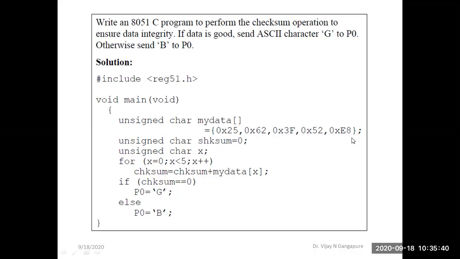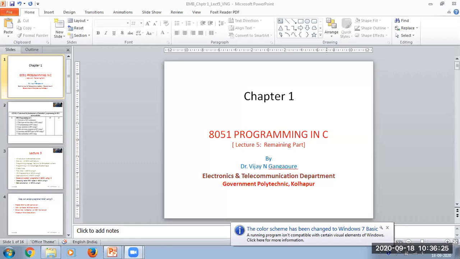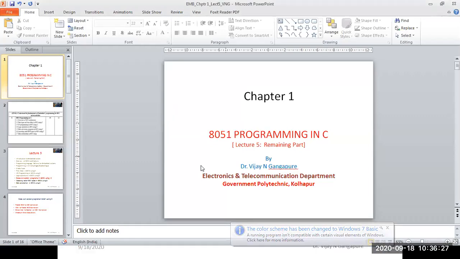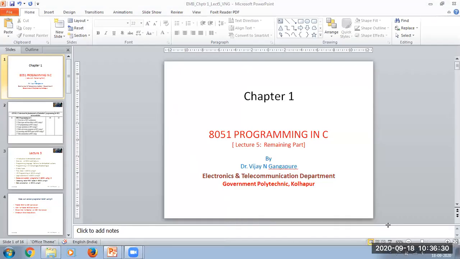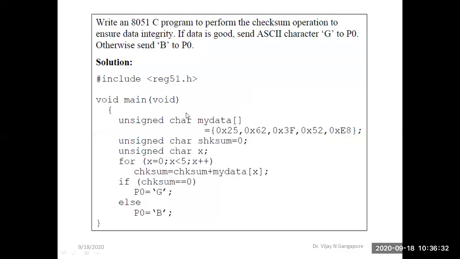And after this, if I get result 0, it means data is correct, and I have to display G on port 0, meaning data is good. And if the sum comes non-zero, it means there was some interruption. So in this way we can check data integrity or correctness of data.